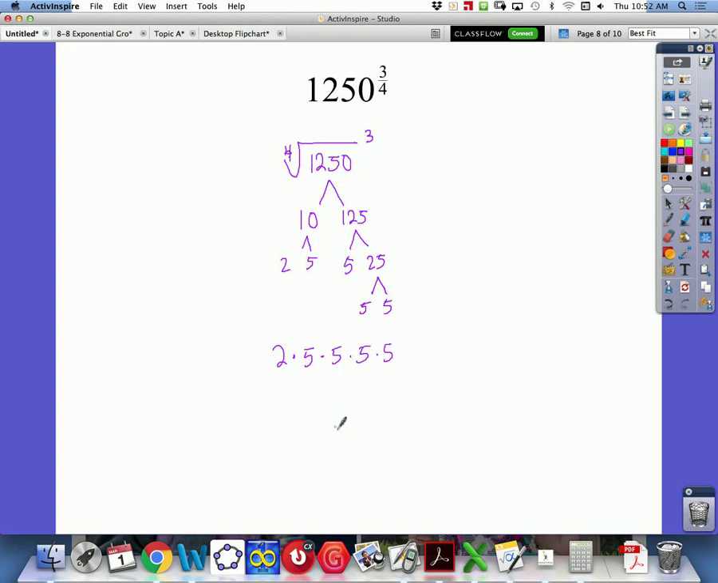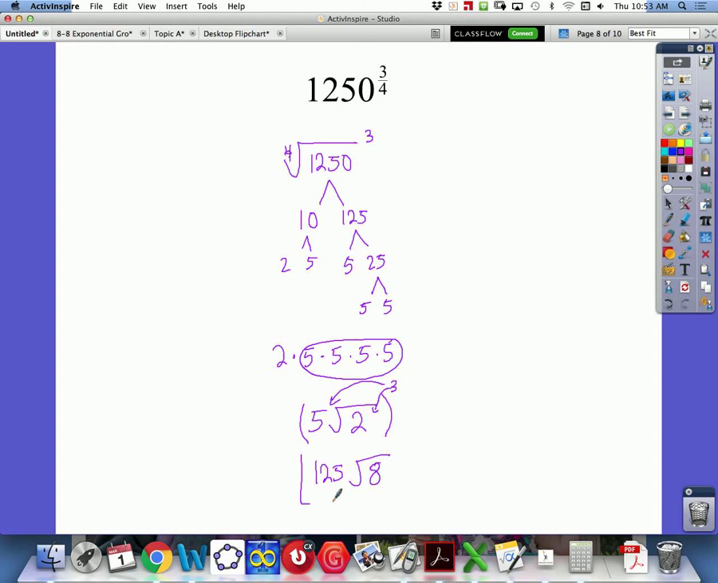This is telling me we want groups of 4. So I have 5 root 2. But now we have to remember our answer was cubed. So what that means is both of these we need to do to the third power. So 5 to the third power is 125, and root 2 to the third power is 8.